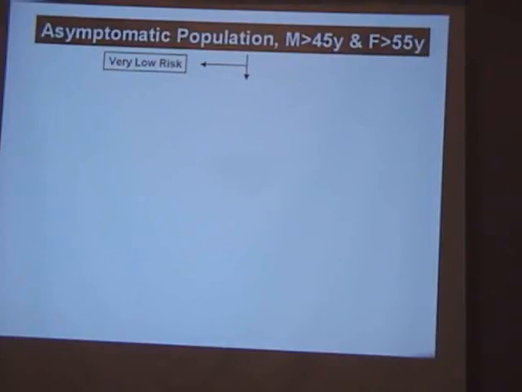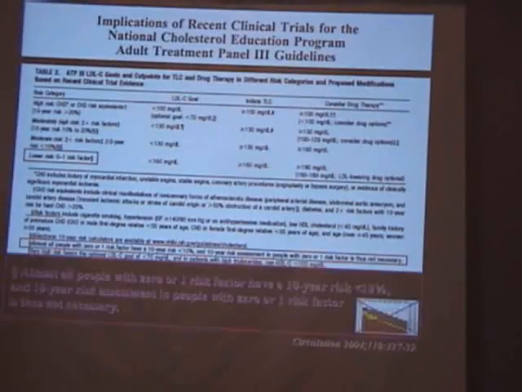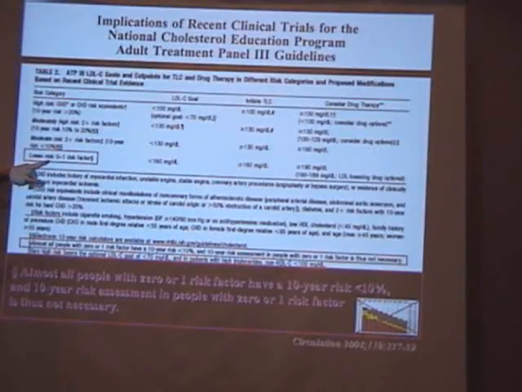Then we have defined the population at risk. And then we need to ask, are there some people we can exclude right away, up front? We don't need to screen these people. Just going to the existing NCEP guidelines, they have a lower risk group. Almost all people with zero or one risk factors have a 10 year risk of less than 10%, and 10 year risk assessment in people with zero or one risk factor is thus not necessary. So in this guideline they say we don't need an extensive risk assessment. If there is only one risk factor, they go to the lower risk group without Framingham scoring.